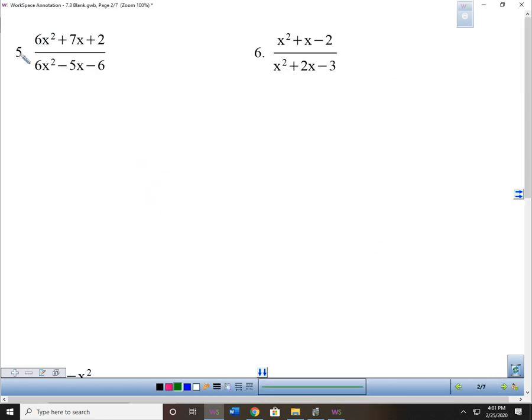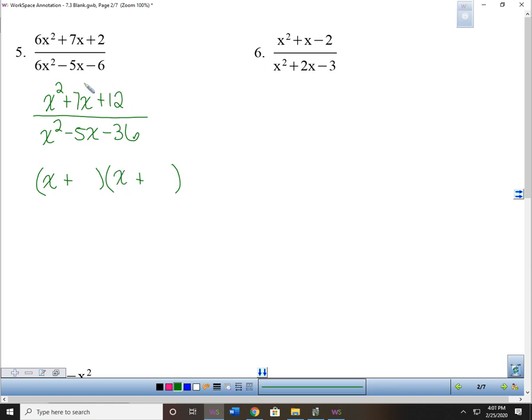All right, so I see that on number 5 here I have a number in front, so I'm going to have to take that times the back, which will give me 12. And then on the bottom, I'm also going to have to take that 6 times the 6 back here, so that would give me x squared minus 5x minus 36. And then I'll do my factoring. So on top, I've got a plus at the back, which means 2 of what's in front, which is a plus sign. Then I have x, and what multiplies to make 12 and adds to make 7 would be 4 and 3. And since both my signs are the same, I don't have to worry about changing that.